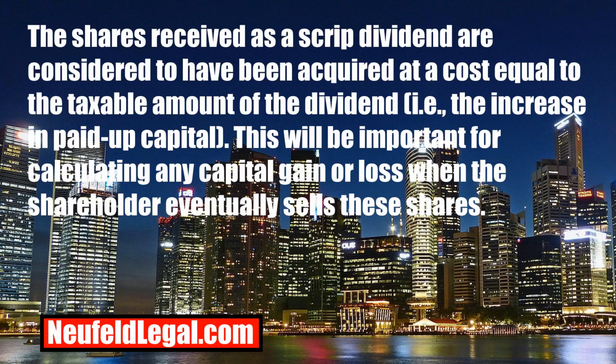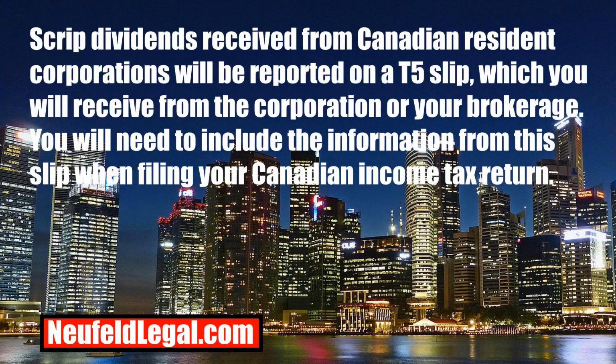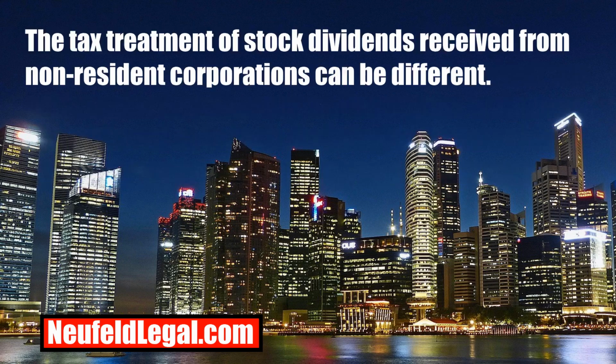Cost basis of new shares. The shares received as a scrip dividend are considered to have been acquired at a cost equal to the taxable amount of the dividend, for example, the increase in paid-up capital. This will be important for calculating any capital gain or loss when the shareholder eventually sells these shares. Reporting. Scrip dividends received from Canadian resident corporations will be reported on a T5 slip, which you will receive from the corporation or your brokerage. You will need to include the information from this slip when filing your Canadian income tax return.